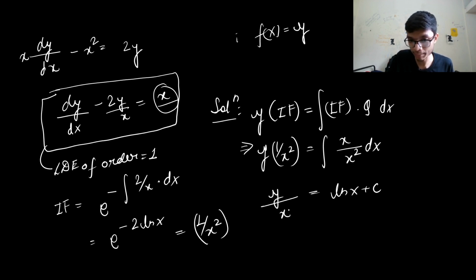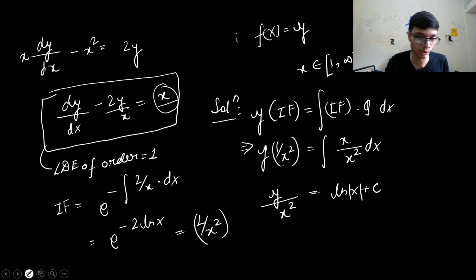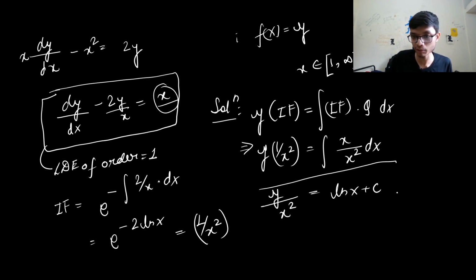This is y by x square is equal to ln of mod x plus c. But since we are dealing with x, where the value of x belongs from 1 to infinity, that means x is always positive. So we don't need the modulus over here. So we can write the general solution of this differential equation in this format.